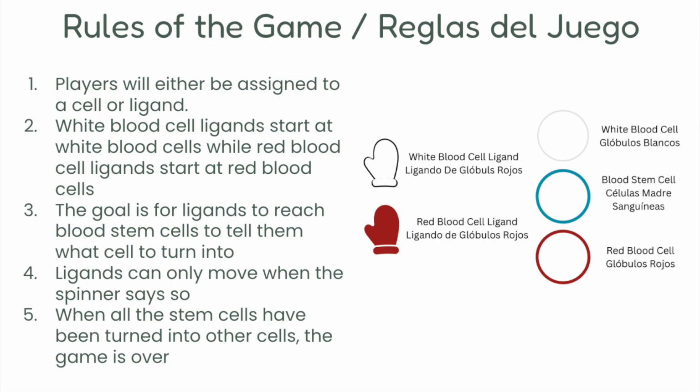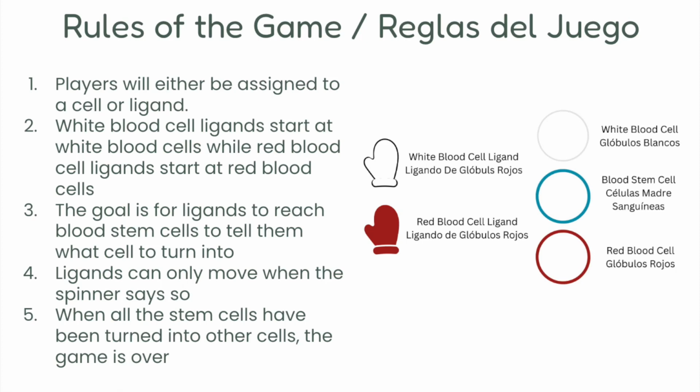Now here are the rules of our activity. Players will either be assigned to a cell or a ligand. As you can see from the key, white blood cells are white circles, blood stem cells are blue circles, and red blood cells are red circles. White blood cell ligands have white gloves, while red blood cell ligands have red gloves. All of the white blood cell ligands start attached to any white blood cell, while red blood cell ligands start attached to any red blood cell.